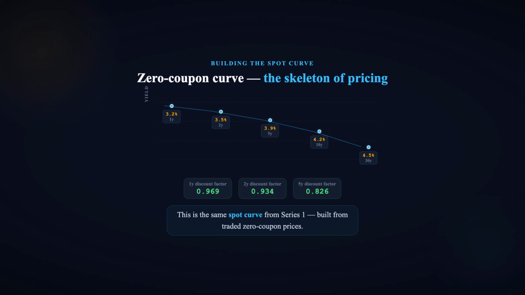This is the same spot curve you saw in Series 1, but now you are seeing where it comes from. It is built from real traded prices of zero-coupon instruments. Why does this matter? Because the zero curve is the foundation. Once you have it, you can price any bond. Any coupon bond is just a bundle of zero-coupon payments. Discount each cash flow using the matching spot rate, add them up, and you have the fair price. The zero curve is the skeleton underneath every bond price in the market.